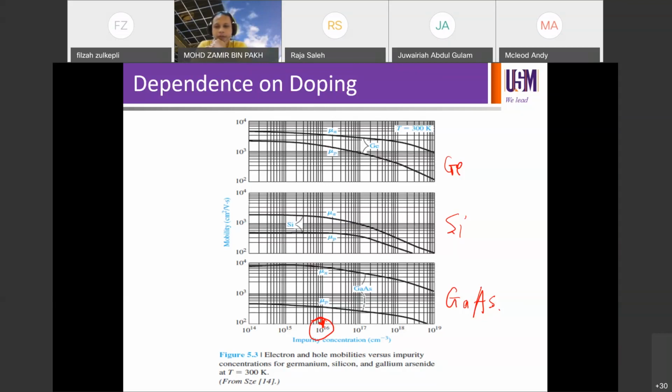Sesuai guna untuk buat apa? Anyone? Mu. LED.